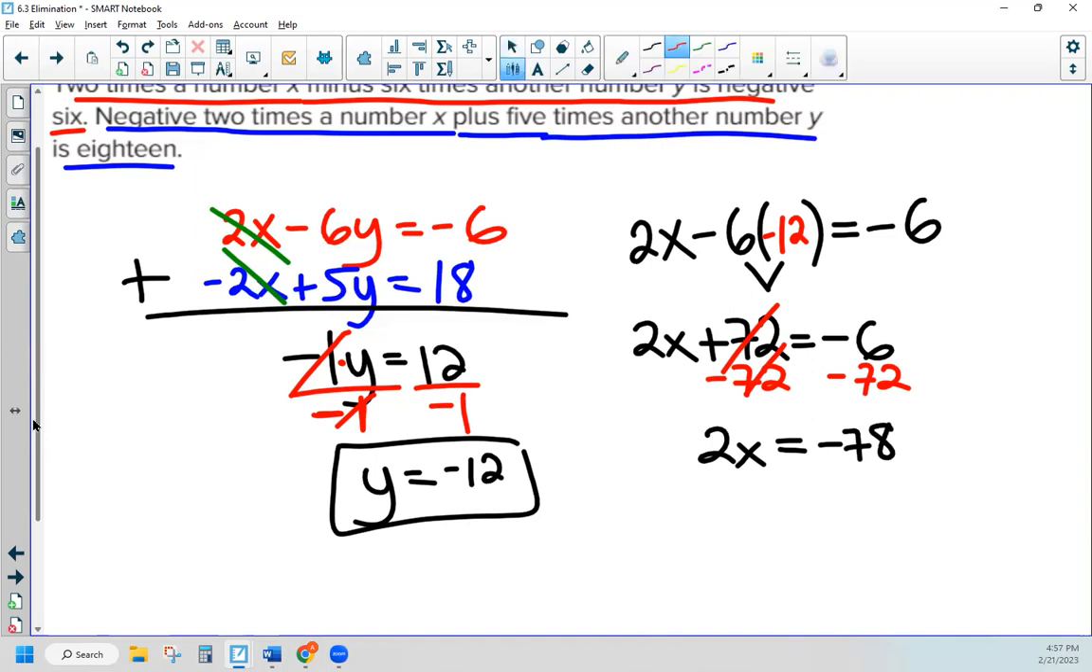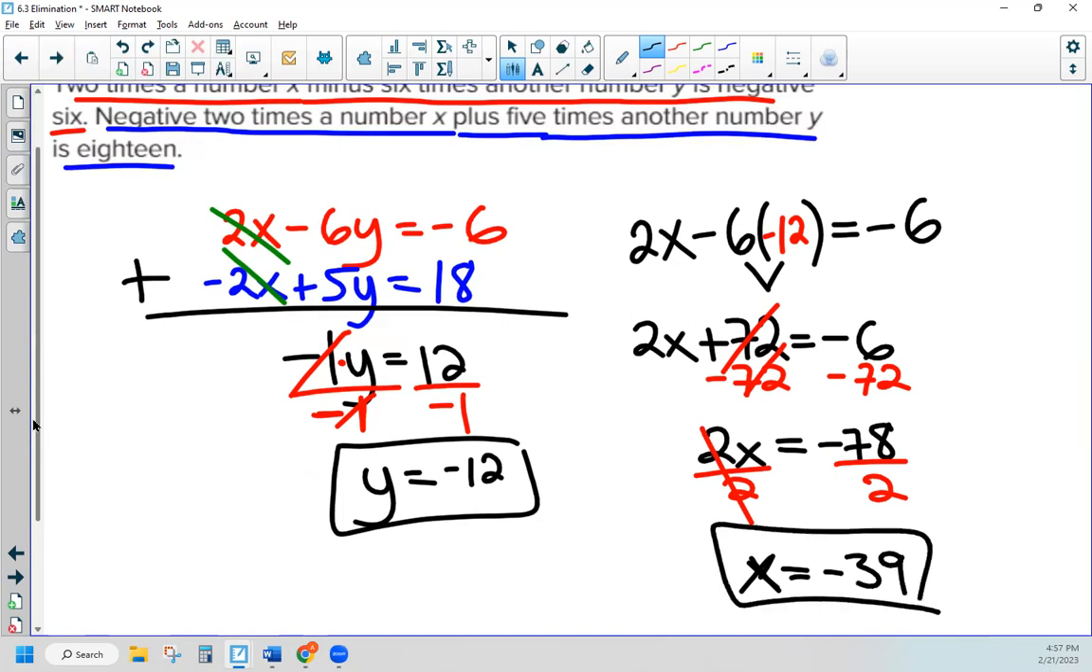When we take 2 to the other side, by division property of equality, we get half of 78. More specifically, -78. Half of 78 would be 39, -39. So this seems to be our answer. Our answer is these two lines intersect at the point -39, comma, -12.